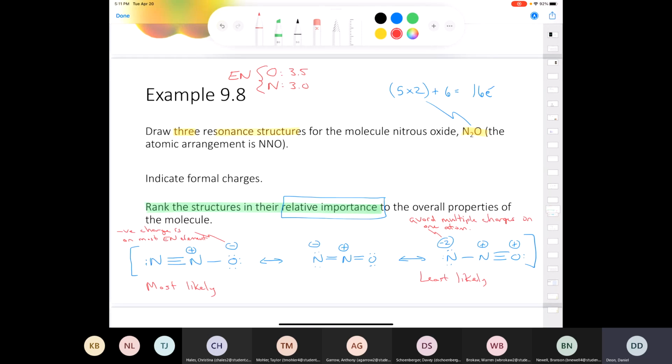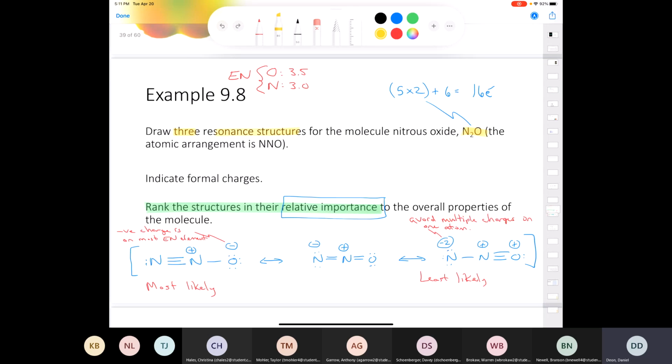So again, the most important Lewis structure will be one in which all the octets are filled. And of course, in all 3 of these Lewis structures, all the octets are filled all the time. But all octets are full, and any negative charge will be on the most electronegative element. The one that's going to be the least likely here will be one where we have the negative charge not only on the less electronegative element, but we also have multiple charges, and we try to avoid -2s and +2s in our Lewis structure.